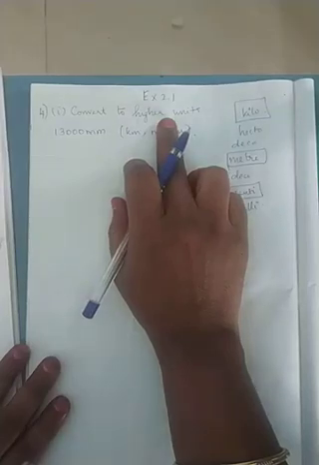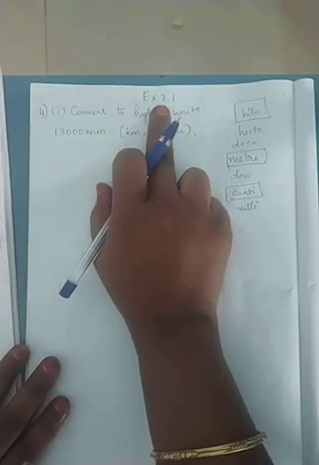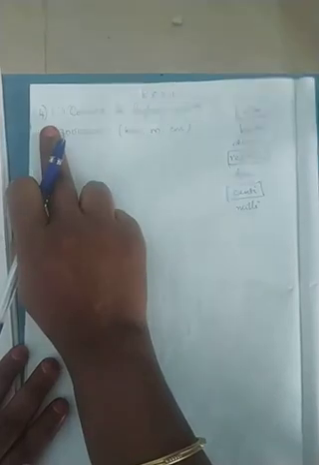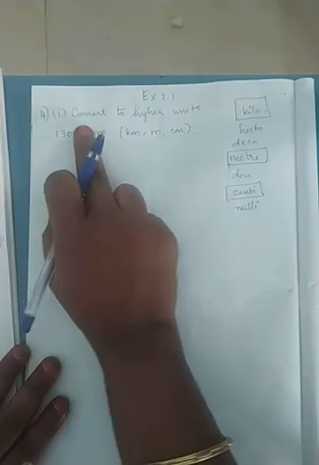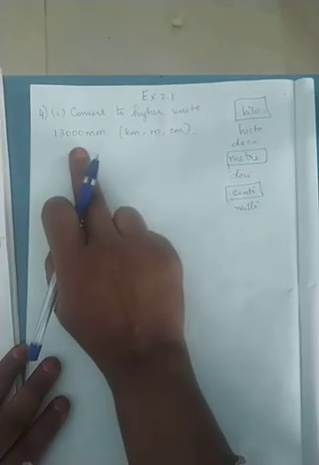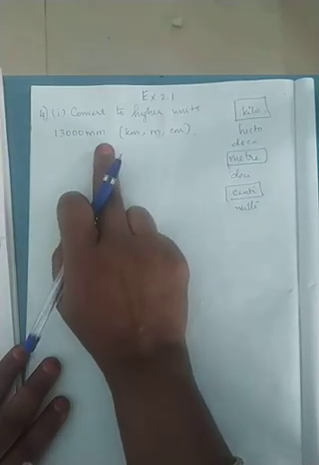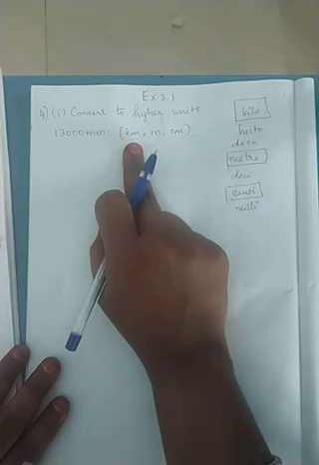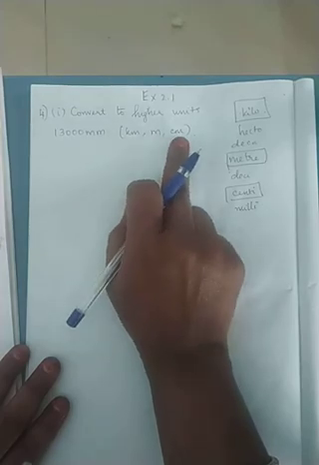Good morning children. Today we are going to see our exercise 2.1 fourth subdivision, which is asking us to convert to higher units. The first sum is 13,000 millimeter and the higher units given are kilometer, meter and centimeter.